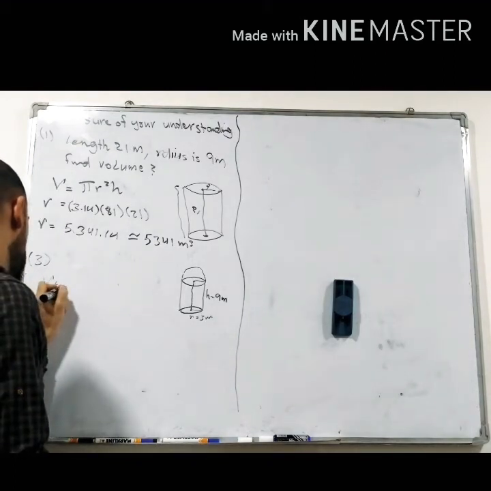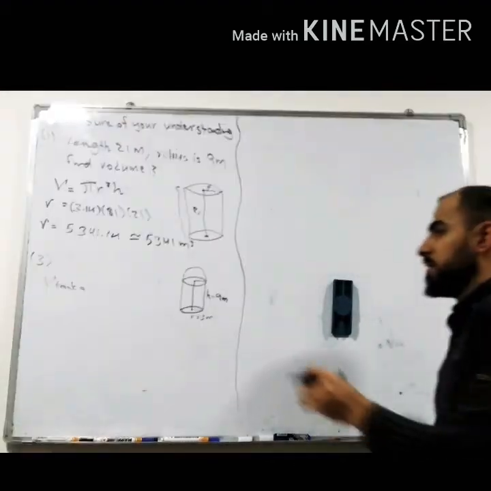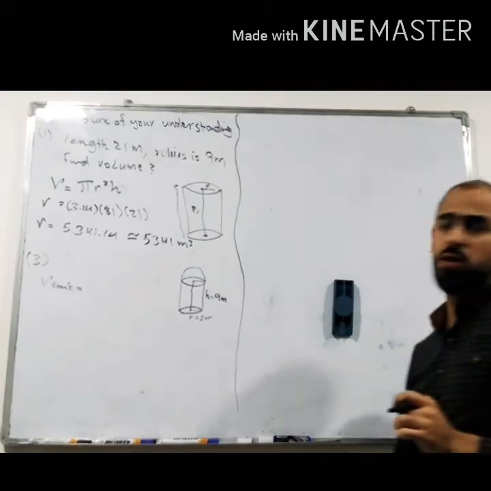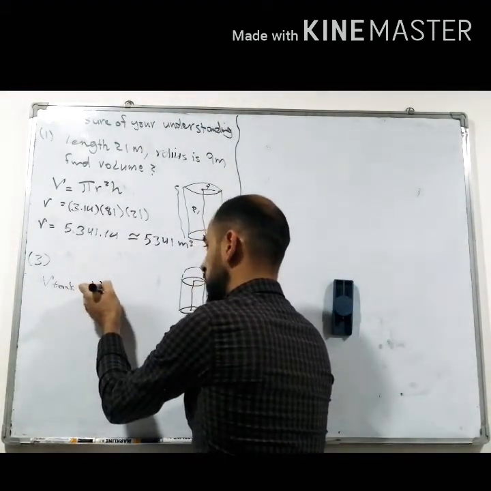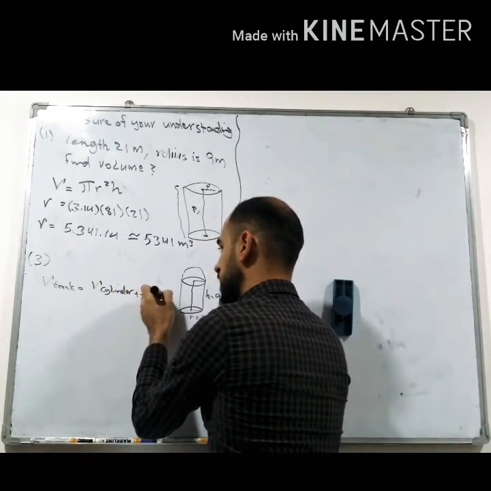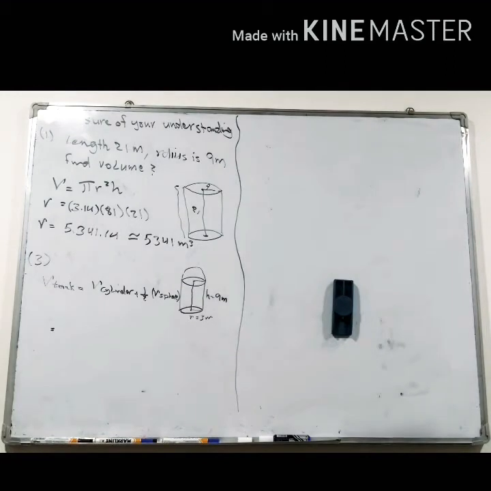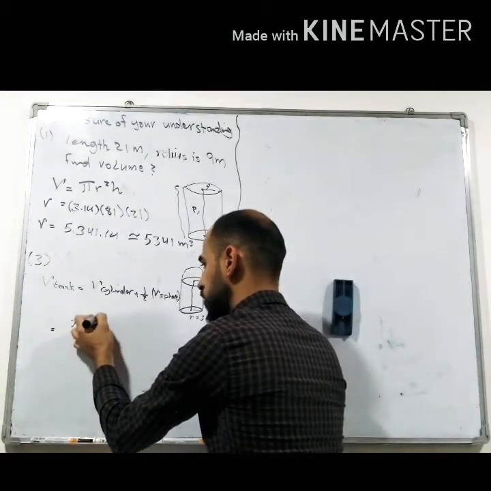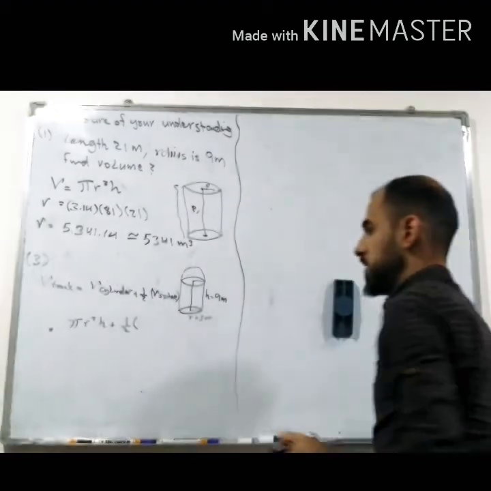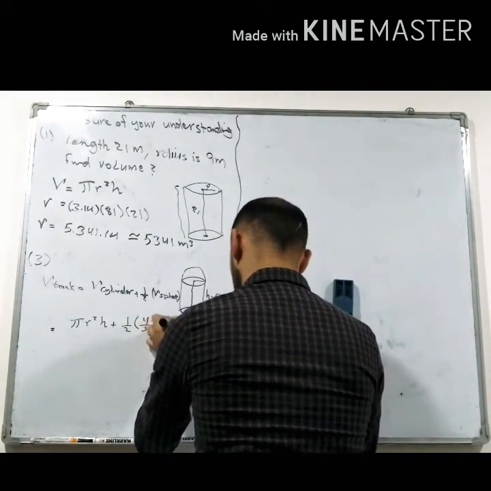The volume of the tank is the volume of the cylinder plus the volume of the hemisphere, or the volume of the cylinder and half the volume of the sphere. So V of the cylinder plus 1 over 2 V of the sphere. The volume of the cylinder is pi r to the power 2 h, plus 1 over 2 the volume of the sphere, 4 over 3 pi r to the power 3.